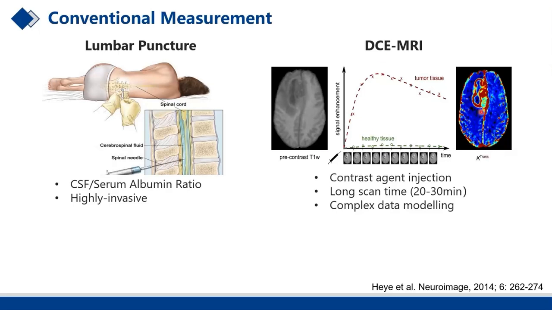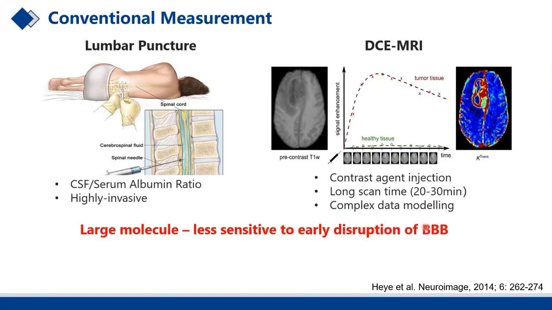But this kinetic model itself is very complex, and the result is also highly dependent on the model you are choosing. Also, there is a common problem with these two methods: either the albumin or the contrast agent we're using is a large molecule, which means that they might be less sensitive to the early disruption of the BBB, especially at the early stage of the disease.